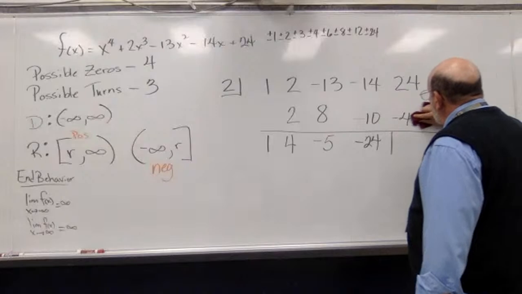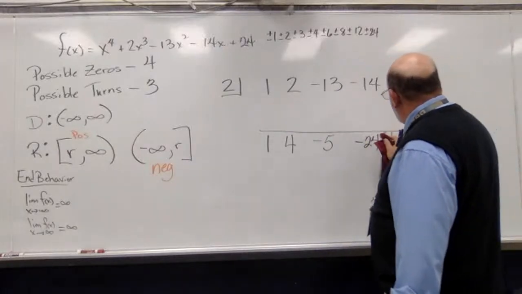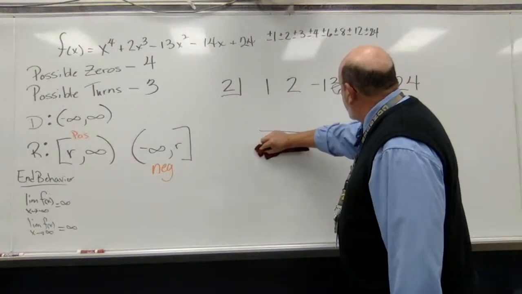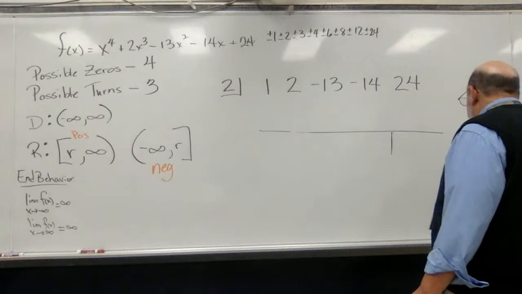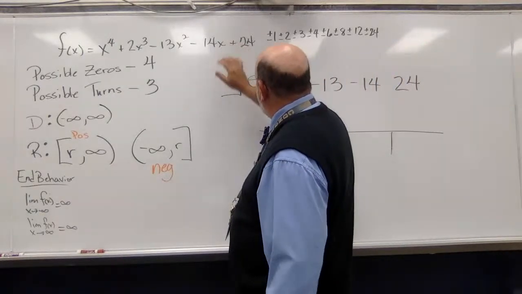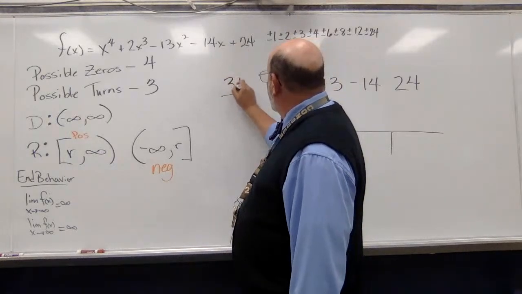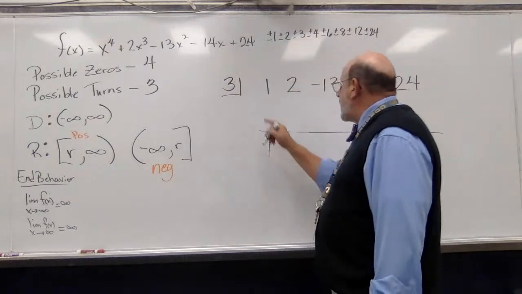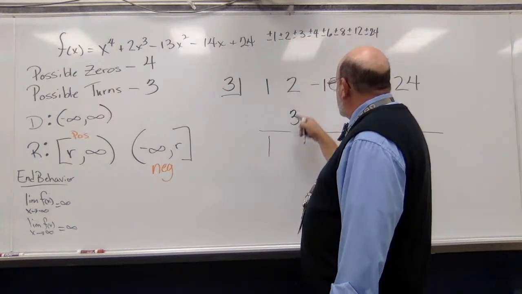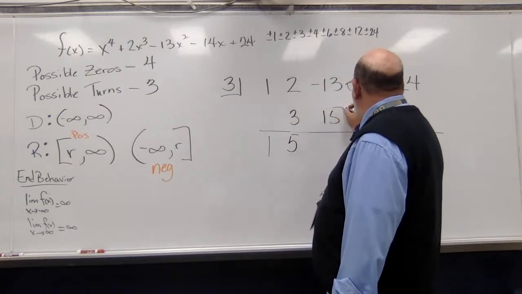Try again. Well, if 2 isn't it, and we don't think negative 2 is going to work, let's go ahead and try 3. I happen to know that 3 is one of the factors here, and if you were listening in class, you know that 3 is a factor. So let's put a 3 up here. Let's see what happens. Drop it down. 3 times 1 is 3. Great. 2 plus 3 is 5. 5 times 3 is 15.